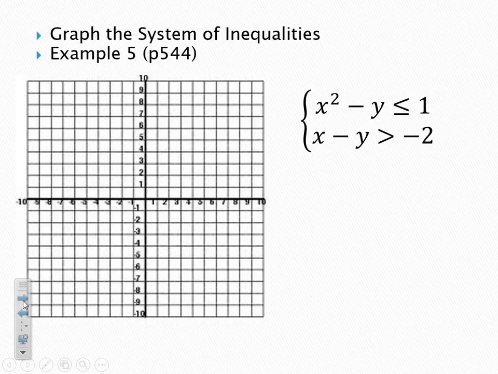Now, to help me do that, I'm first going to set things in standard form here. So I'm going to rewrite these inequalities a little bit. In my top inequality, I'm going to add y to both sides and subtract the 1. So I end up with x squared minus 1 is less than or equal to y. And in my bottom inequality, I'm going to do the same thing. I'm going to move y to the other side, move the 2 over, so I get x plus 2 is greater than y.